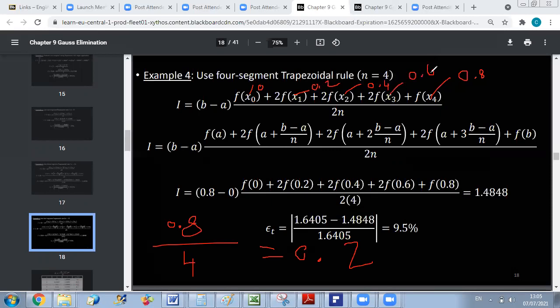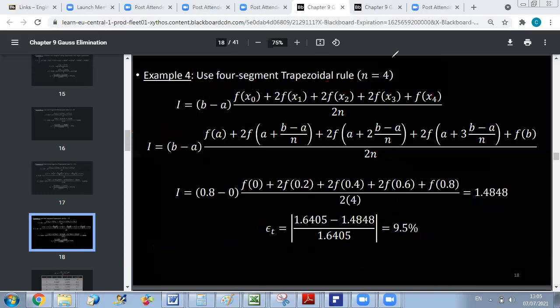And now all I have to do is apply the general formula of integration and get the estimated value of the integral. And as you can see, I was able to reduce the true error. It was initially 90% when I took one segment. When I took now 4 segments, it is 9.5%.